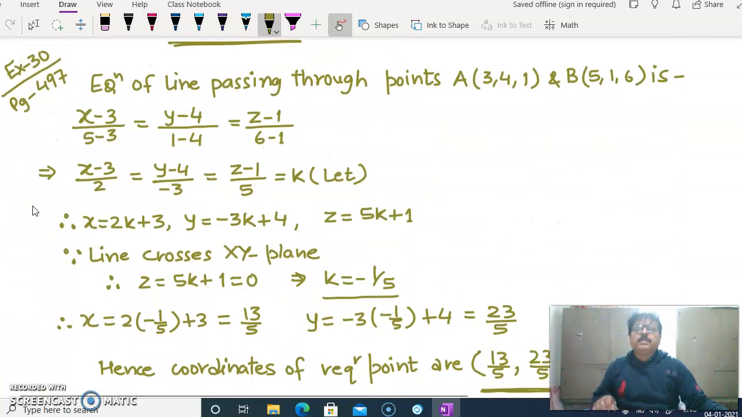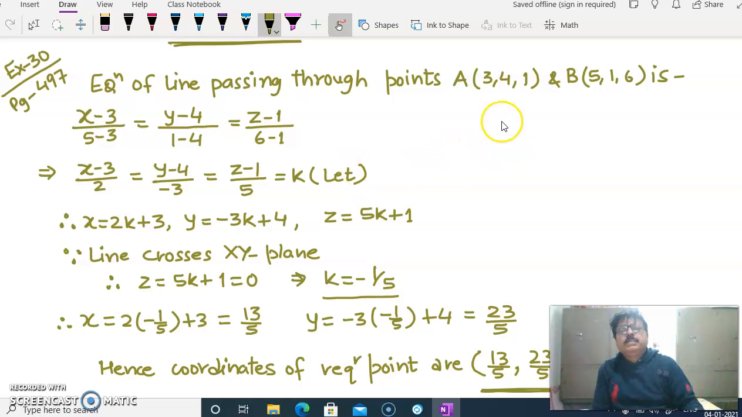Now coming to example 30, which says find the coordinates of the point where the line through points A(3, 4, 1) and B(5, 1, 6) crosses the xy plane. So the equation of the line passing through these two points will be (x - x1)/(x2 - x1) = (y - y1)/(y2 - y1) = (z - z1)/(z2 - z1), which is (x - 3)/2 = (y - 4)/-3 = (z - 1)/5. We take this as k as usual.